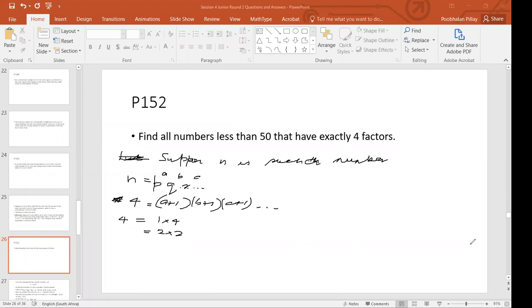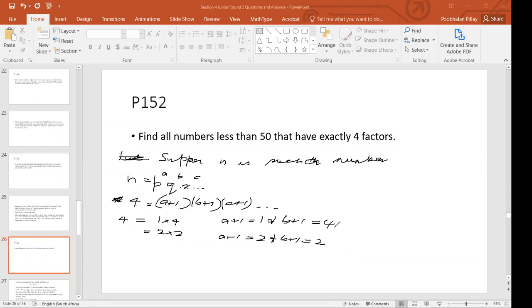Those are the only 2 factors. So it means now that a plus 1 is equal to 1 and b plus 1 is equal to 4. You could have that situation. Or you could have a plus 1 equals 2 and b plus 1 equals 2. Because you're multiplying these to get 4.